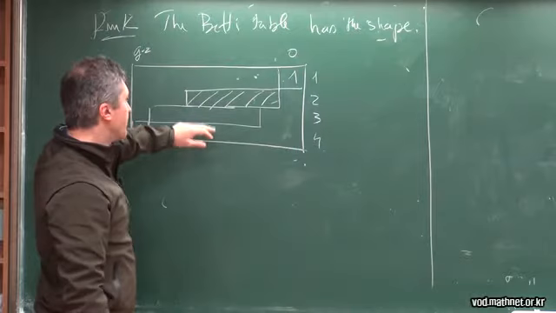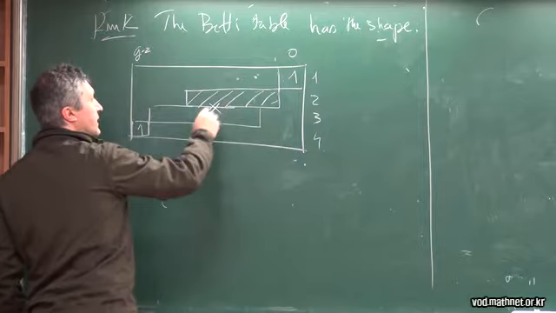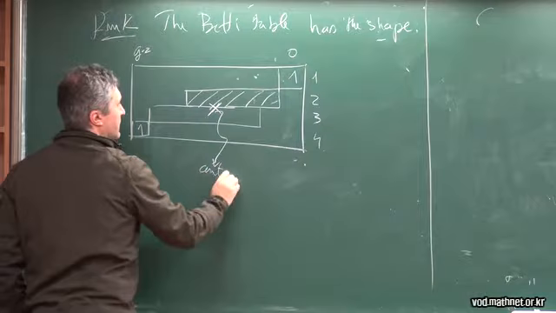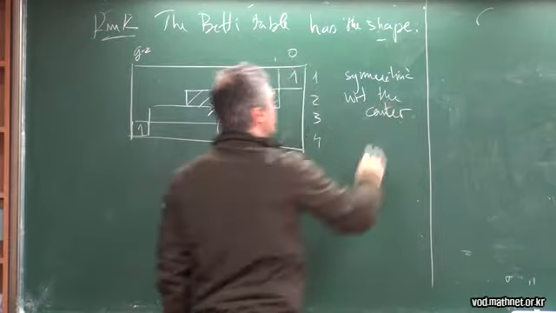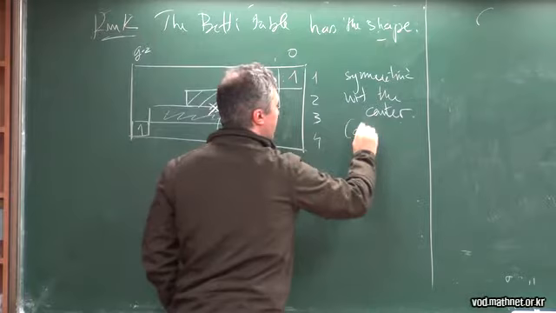And this is symmetric. If we draw the center here, it's symmetric with respect to the center. So that symmetry comes from duality. So basically, Serre duality is involved here.